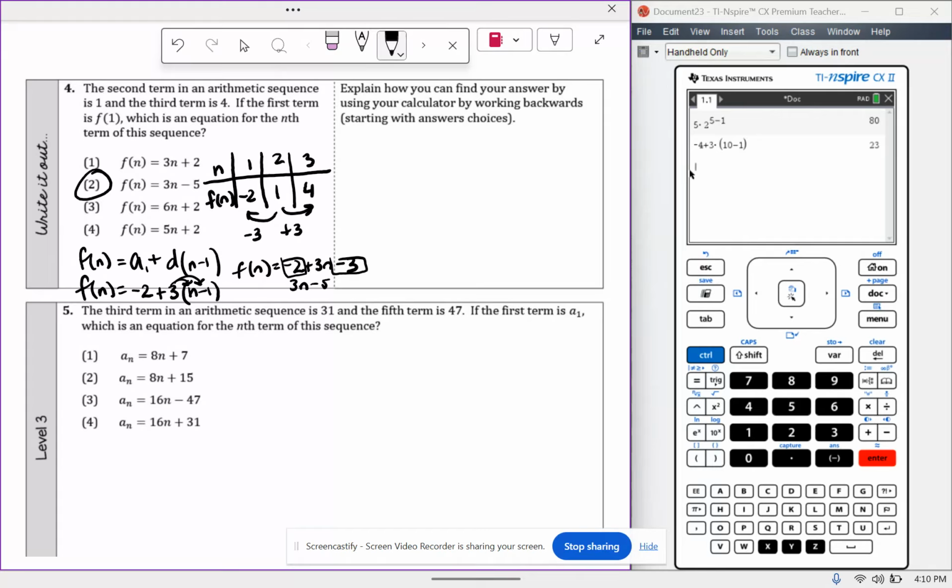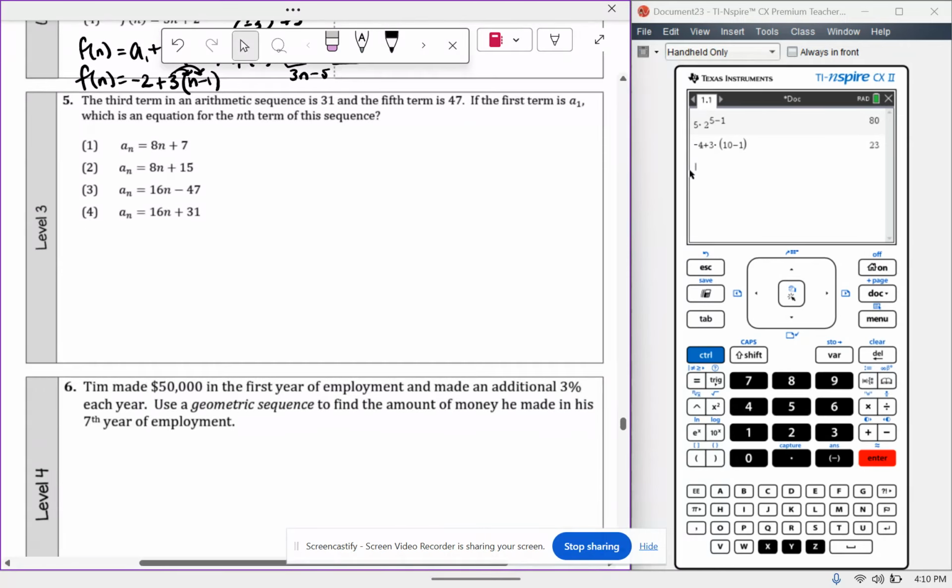Explain how you can find your answer by using your calculator or by working backwards. So we worked backwards here by subtracting the 3. Question 5. The third term in an arithmetic sequence is 31.